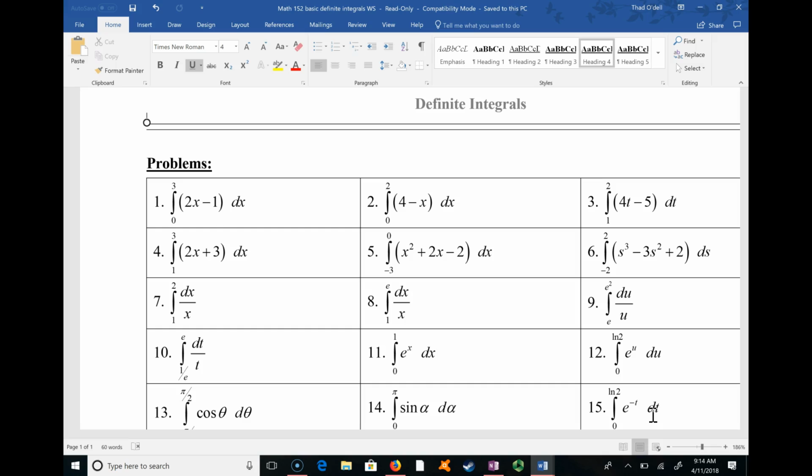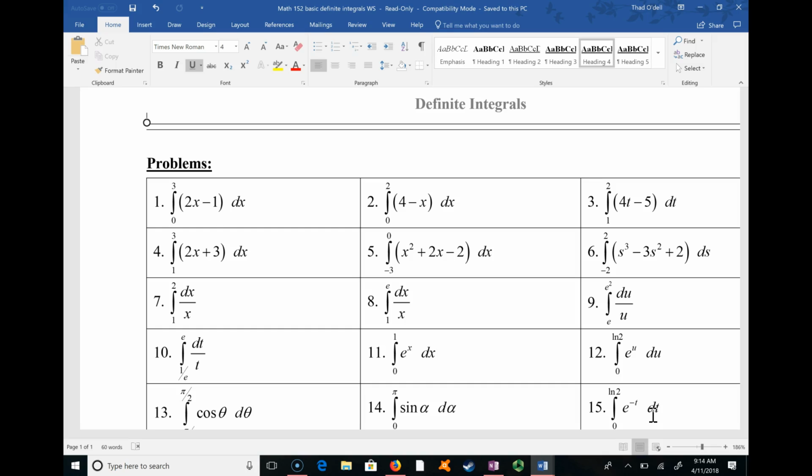So remember, I've been saying for a while now that we're going to spend this whole quarter undoing what we did last quarter. We did a bunch of derivatives last quarter, now we're going to undo a bunch of derivatives. I told you guys to practice your derivatives because if you know your basic derivatives, it'll be a lot easier to undo them, right? So hopefully you've been doing that.